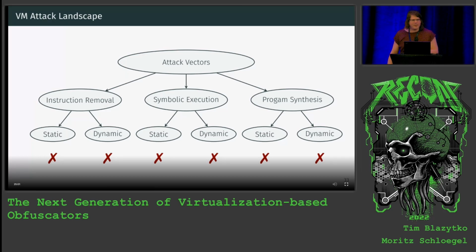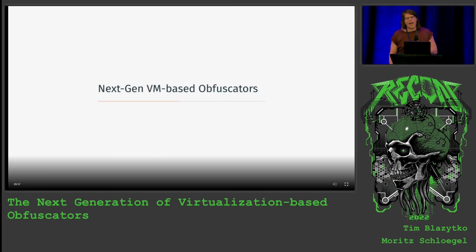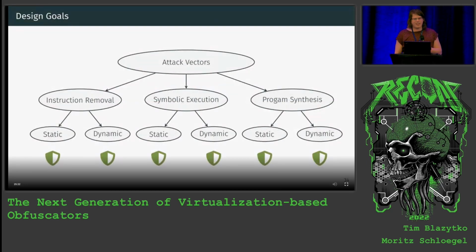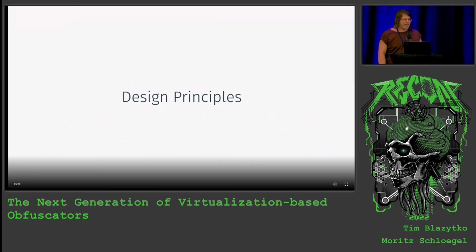However, there's something happening in the last months or years. There's a new generation of VMs rising on the horizon, which can also be partially found in the wild, and which follow new concepts. The design goal is mainly that they withstand all of these attacks. If we generalize a bit, there are mainly two design principles which cause this resistance against those attacks. Now we will take a look at them.